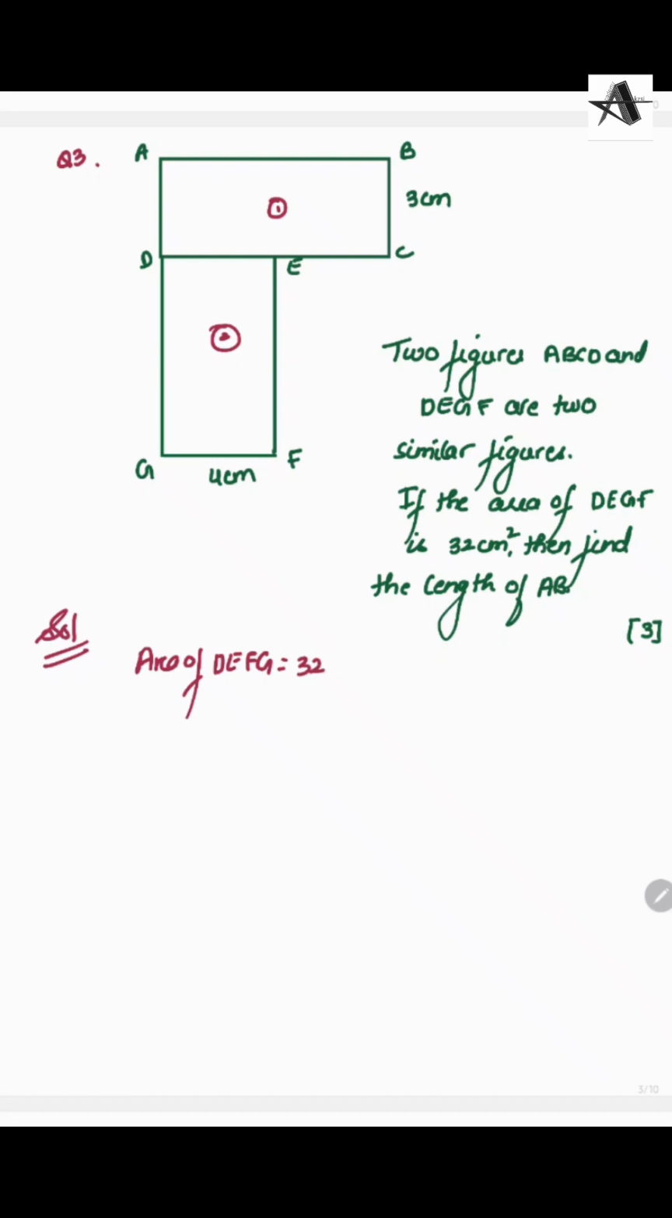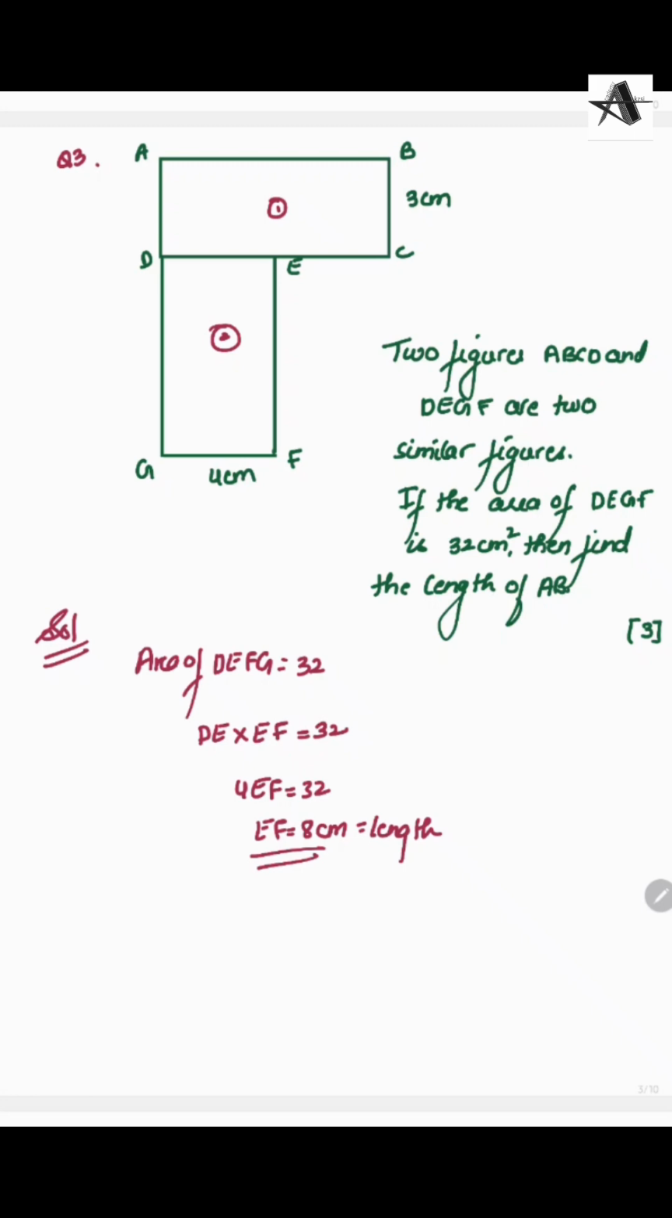So I know that area of DEFG is what? DE times EF, that is length times width, is 32. Length we have to calculate and width they have already given as 4 centimeters. So 4 times EF is equal to 32. From here EF is equal to 8. 8 centimeters is now the length, which is basically the length of this one.